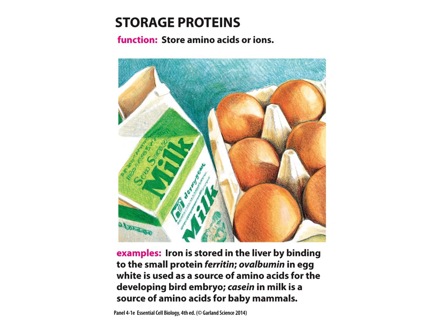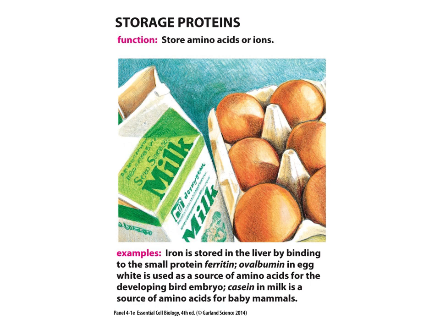So our next group are storage proteins. Storage proteins allow for things like amino acids and ions to be stored. So they'll bind them so that they then can be utilized later on. So, several examples of storage proteins. Ferritin is able to bind iron so that it can be stored.